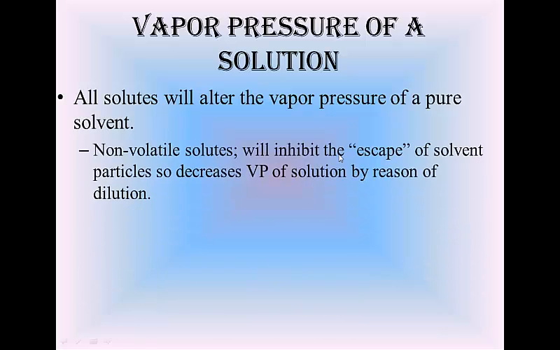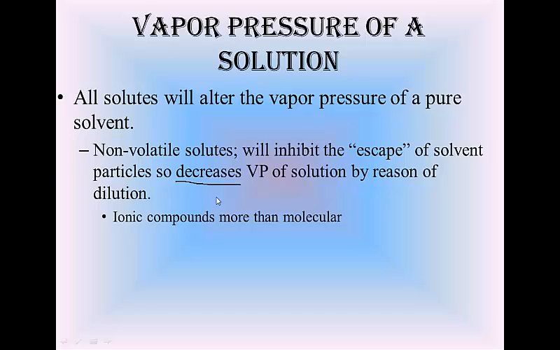Non-volatile solutes are solids. They will inhibit the escape of solvent particles, so they decrease the vapor pressure of the solution by way of diluting it. Ionic compounds will decrease the vapor pressure more than molecular compounds because ionic compounds will actually have a small interaction with itself and the solvent.